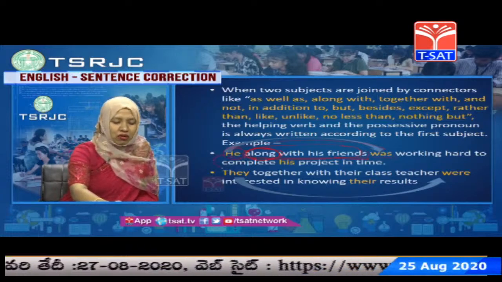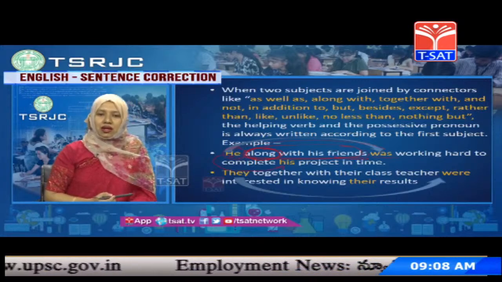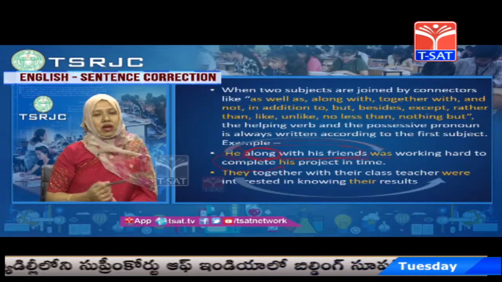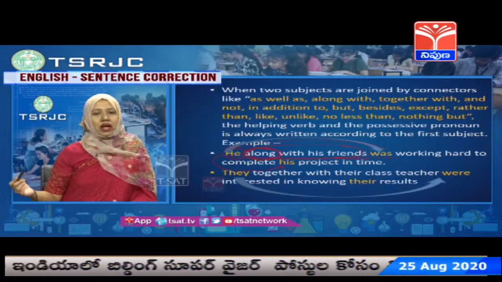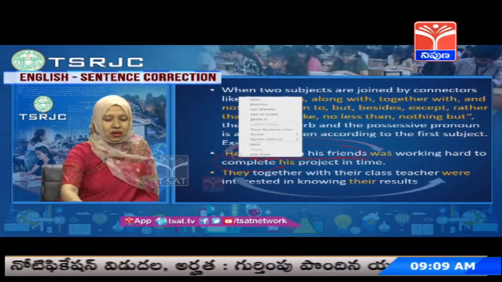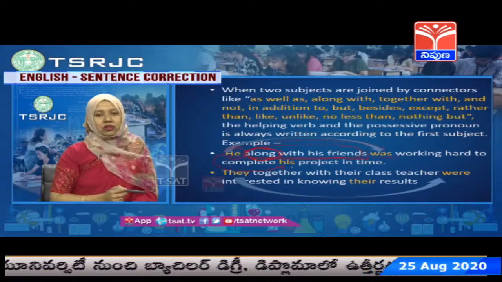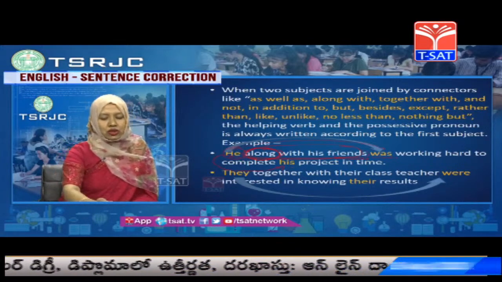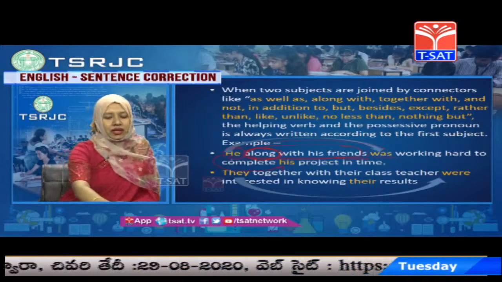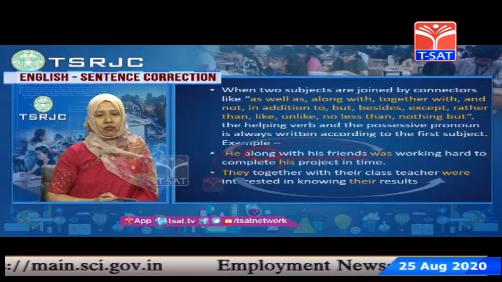Again we are talking about one person, so we should use the pronoun his. You should use the pronoun his, project in time. He along with his friends was working hard to complete his project in time. So you are referring to one subject, one person, one singular helping verb, and here also the pronoun should be singular. All three should be in coordination with along with the connectors. He is singular, was is a singular verb, and the pronoun used in this sentence also should be singular.